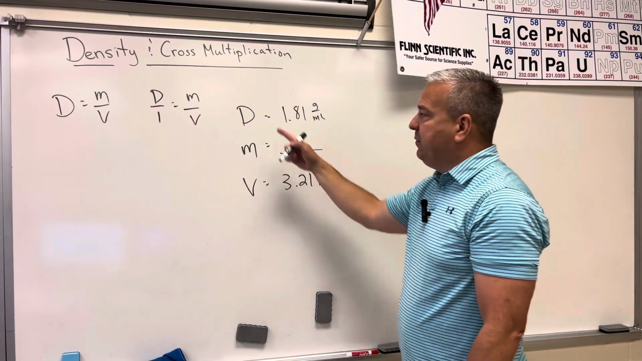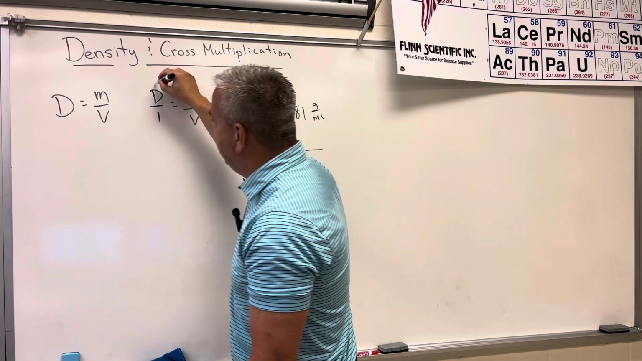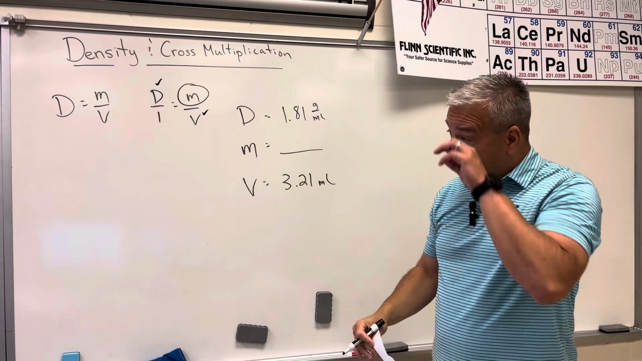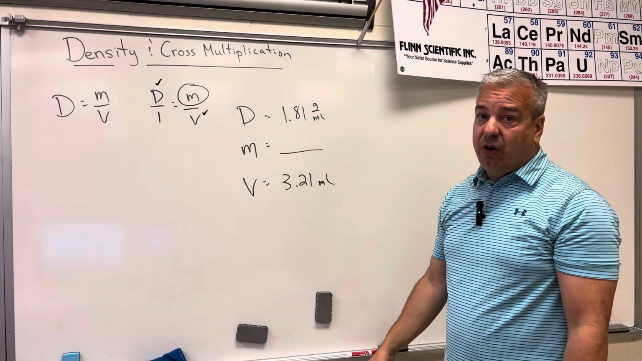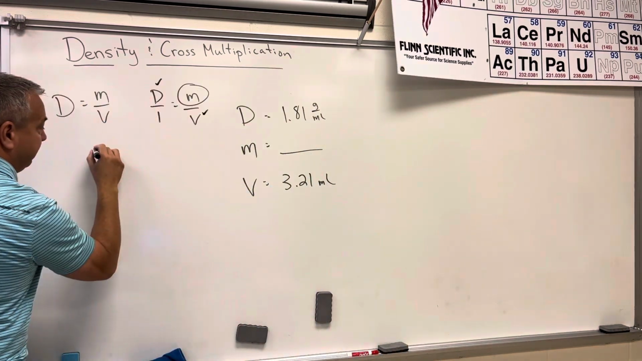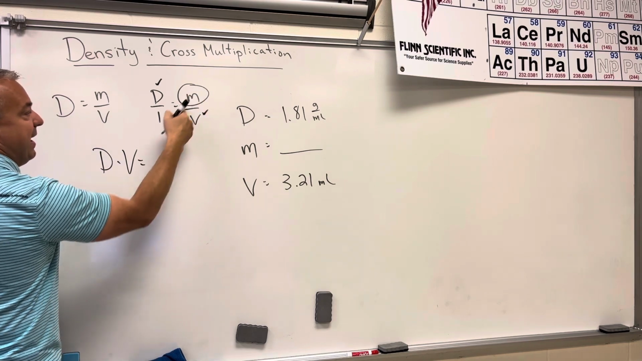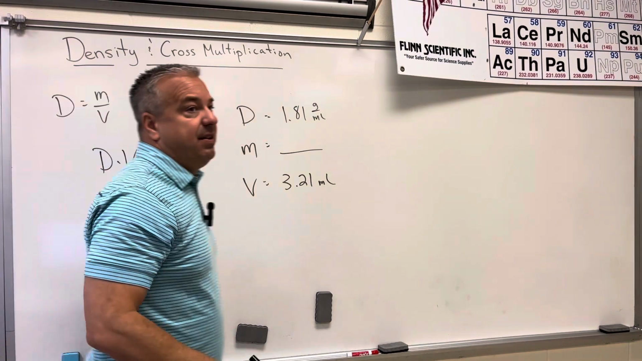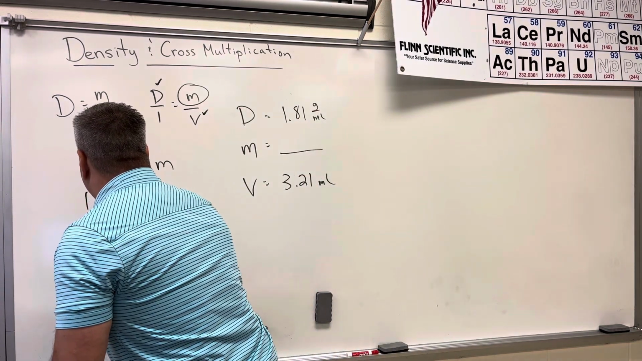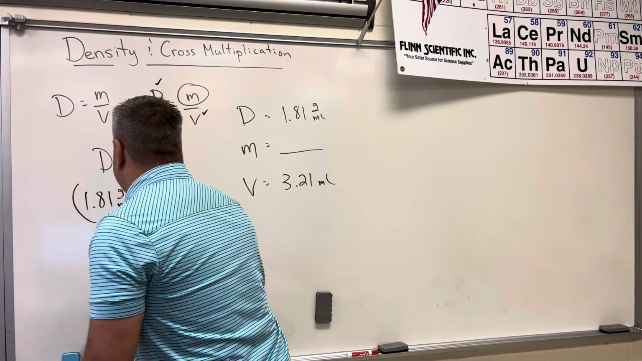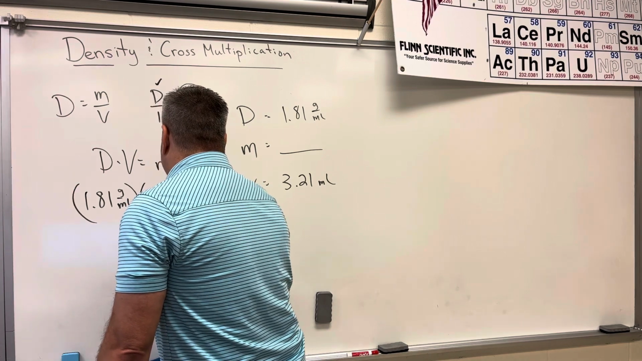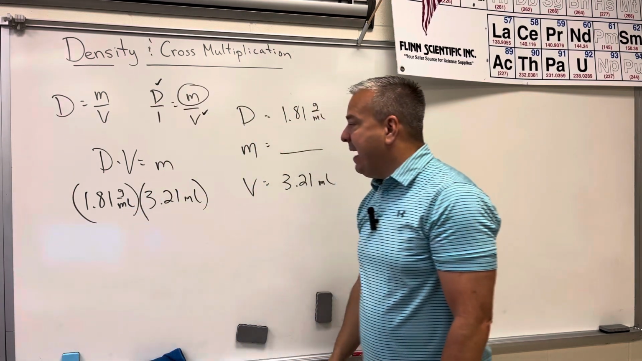For example, if I'm doing this problem, I got density and I got volume, and I'm trying to get to the mass, okay? I am going to do the cross multiplication here. So I'm going to do density times volume, and that's equal to mass times 1, which is simply mass. I'm going to plug the numbers in. The density is 1.81 grams per milliliter, and I'm multiplying that by the volume, which is 3.21 milliliters. And that should be equal to my mass, okay?